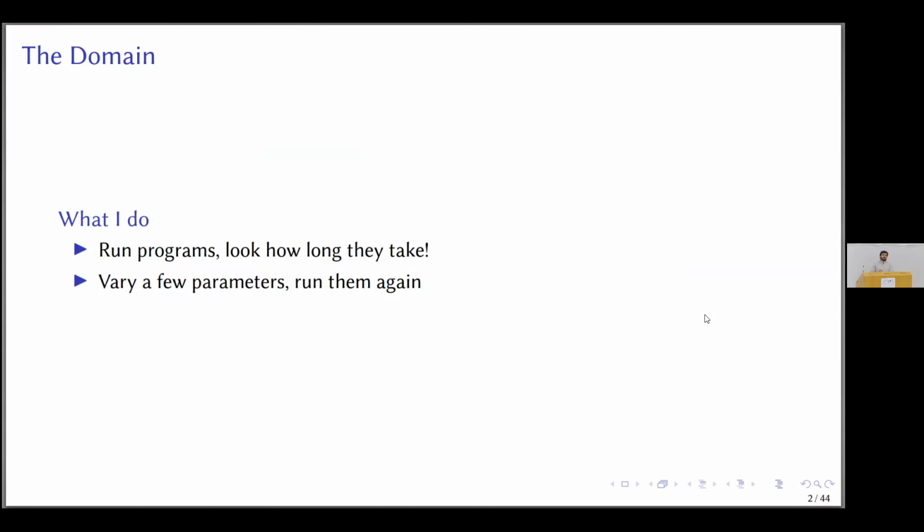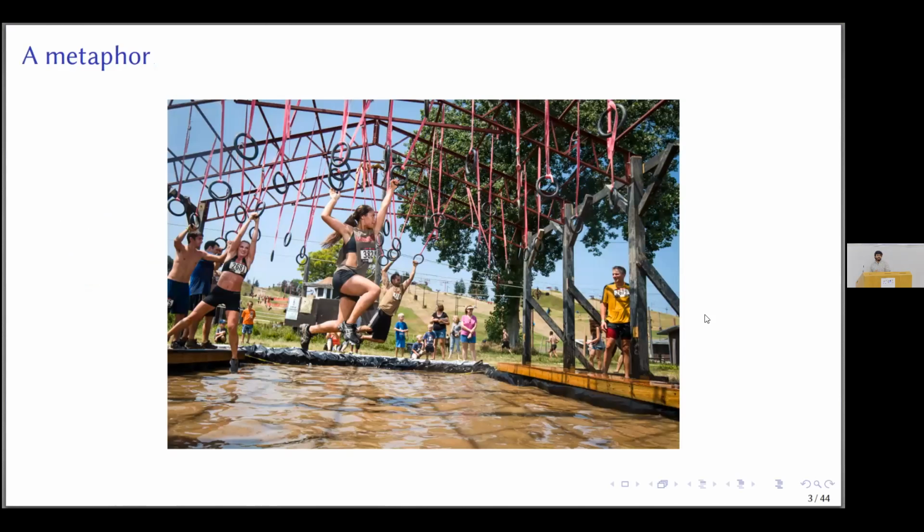So software engineering is pretty big, and what I do is pretty simple: I run programs and I measure how long it takes, and then I have a few knobs to turn, and I turn them, and then I see if it makes things faster. So one metaphor for this, I know some people come from the health sciences, is that you have someone who runs a race and you want to see what influences how fast they run.